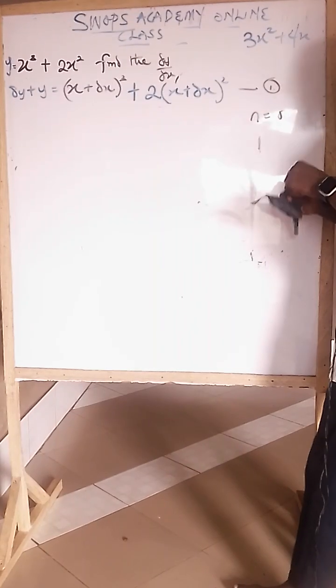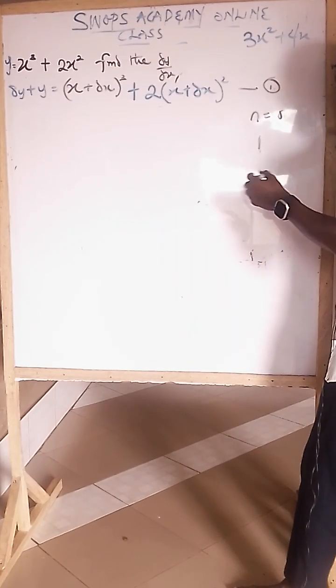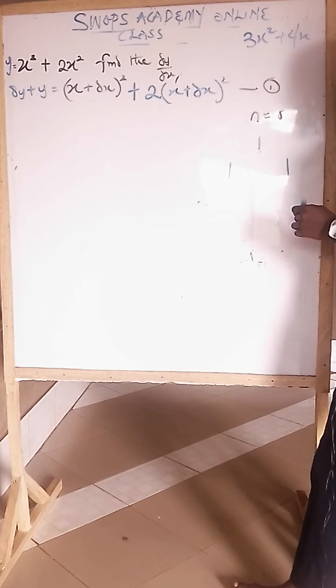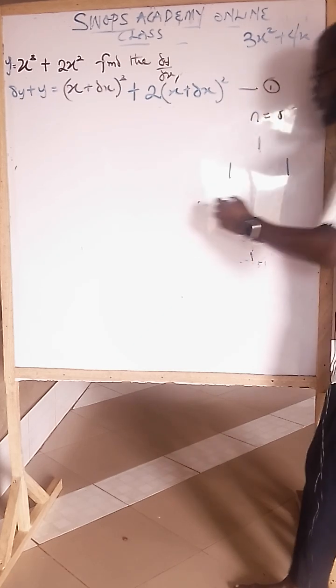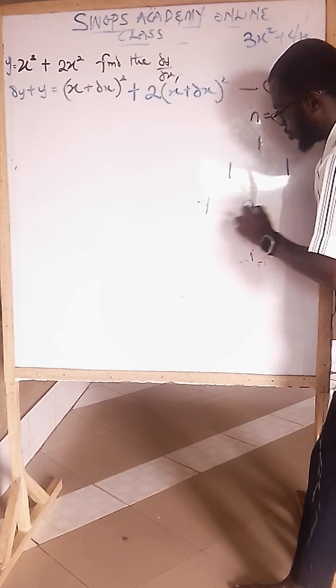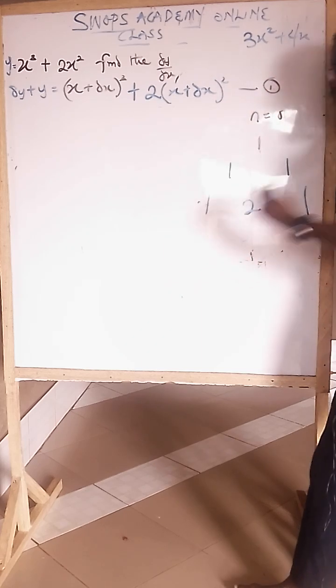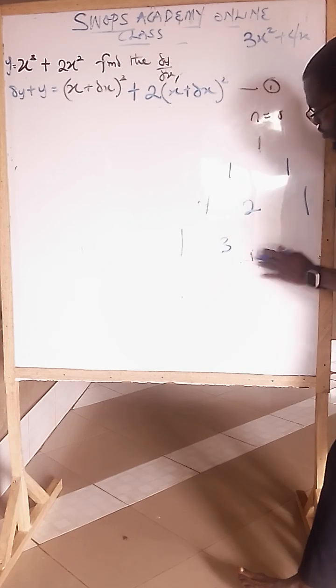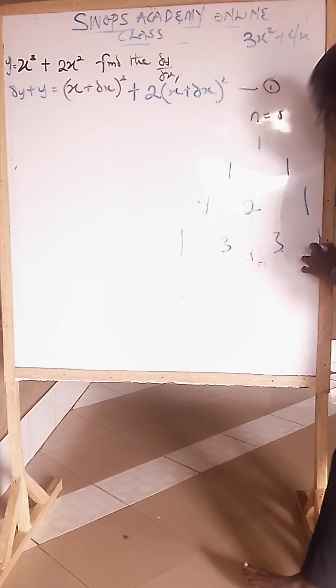When n is 0, it will be 1. Then when n is 1, it will be 1, 1. When n is 2, it will be 1, 2, 1. Then when n is 3, it will be 1, 3, 3, 1. Try and know that.